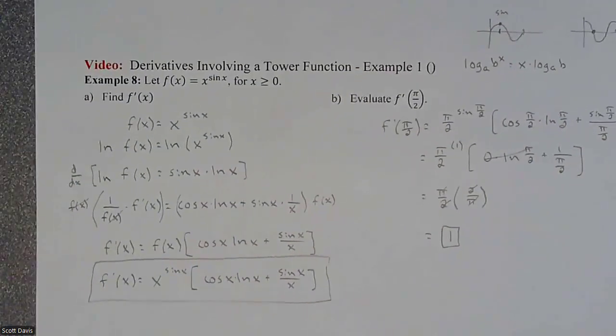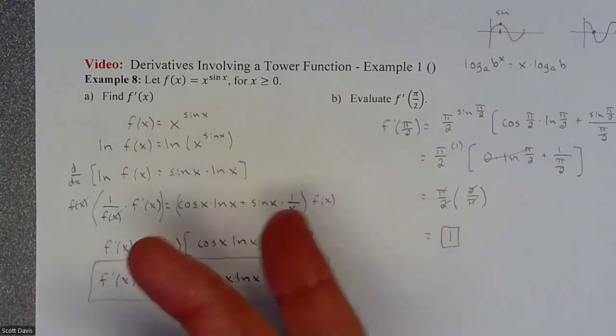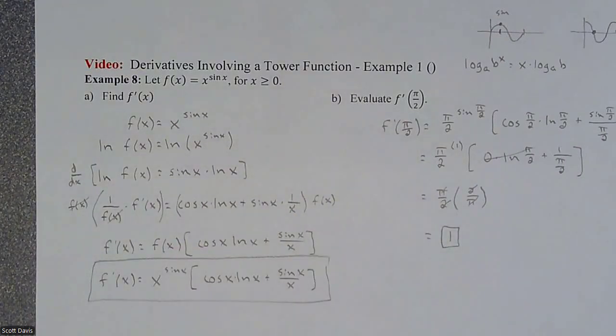And so that was doing a derivative of what's called a tower function. We have a variable to a variable. We have to bring in logs in order to do it. And then we can kind of work through the math on that.